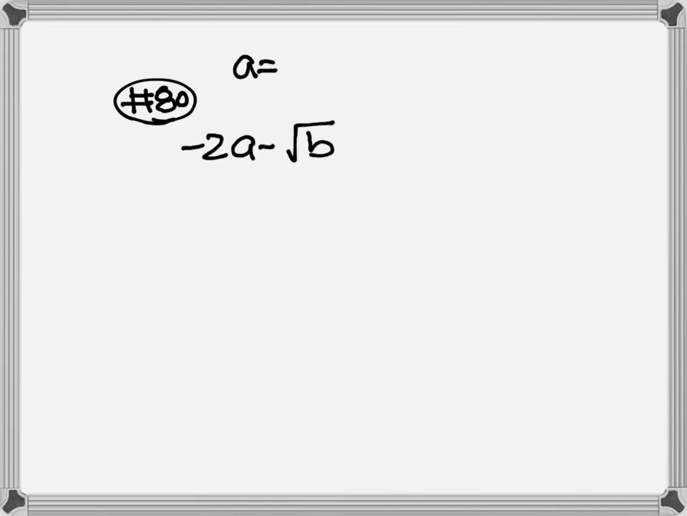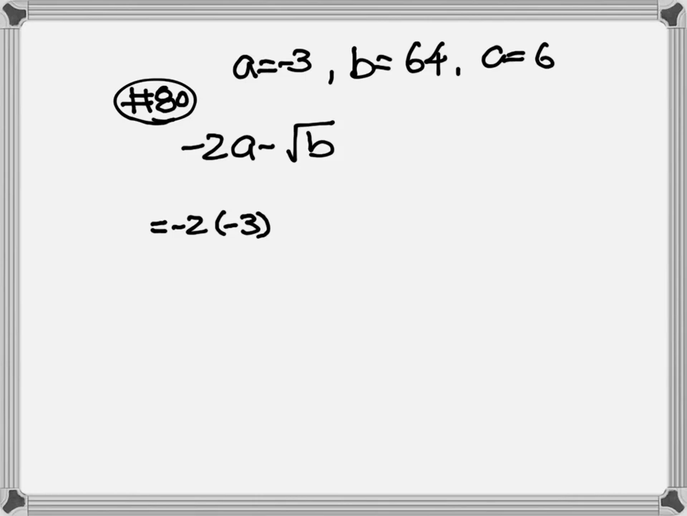Next, let's look at number 80. Here we have negative 2a minus the square root of b. They also tell you a is equal to negative 3, b is equal to 64, and c is equal to 6. I'm going to substitute different numbers for the different variables. Keep the negative 2. My a is negative 3, so I put negative 3 for a, minus the square root of b. b is 64, so I put 64 for b.